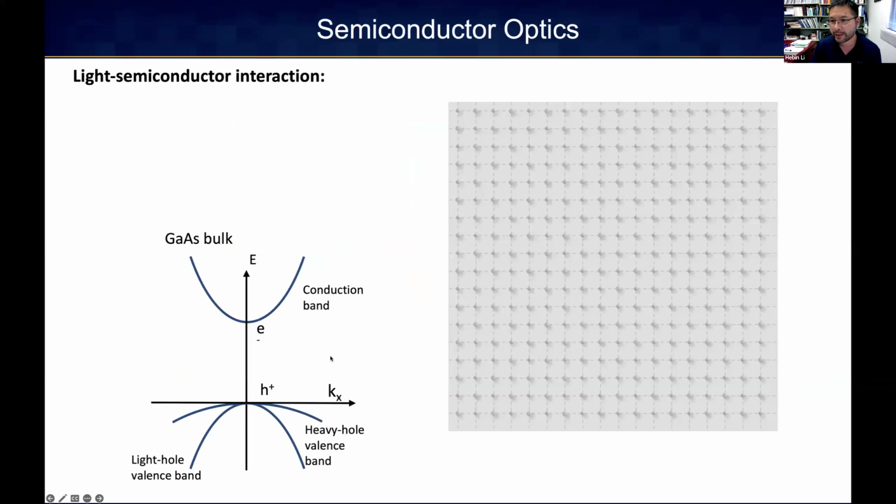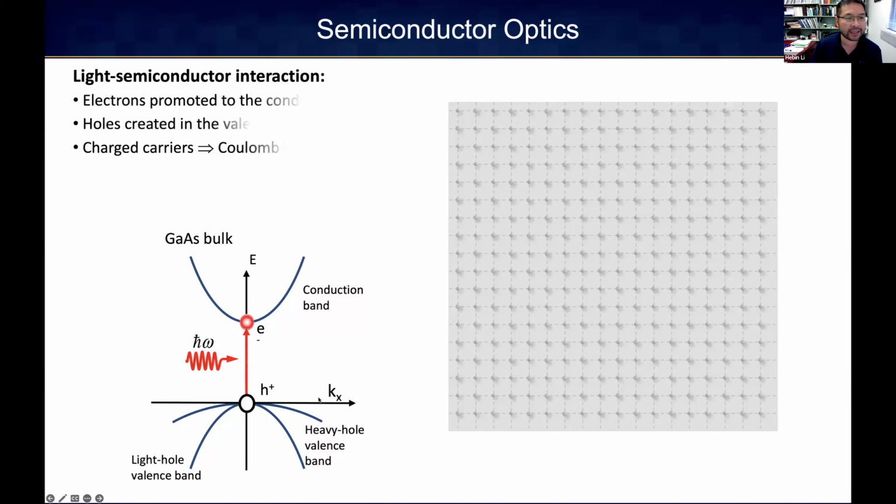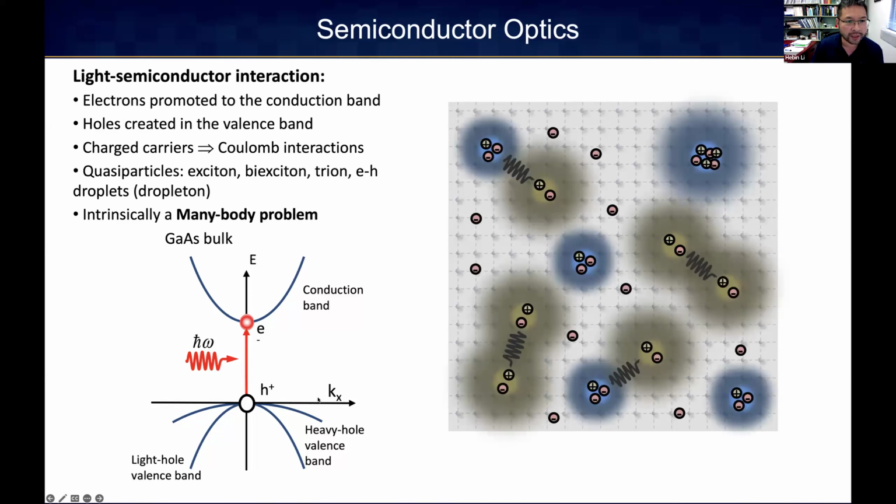So normally I start with this slide for semiconductor optics, but I don't think this audience requires any introduction for that. So if we are looking at gallium arsenide bulk, then the laser, or light, can excite different carriers in the sample. You can then form excitons or other quasi particles, and all of these quasi particles can actually interact with each other. So in my view, a semiconductor intrinsically is a many-body problem, right?